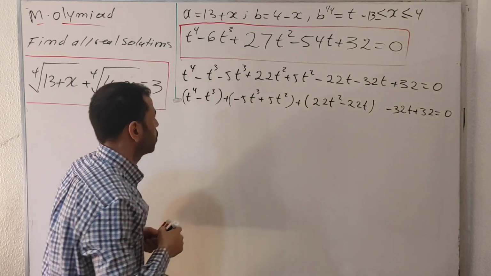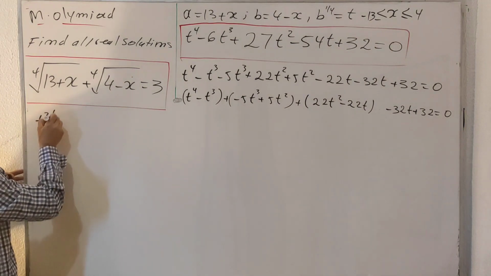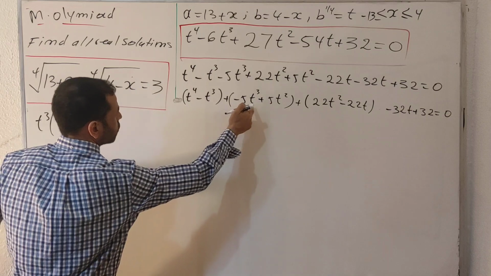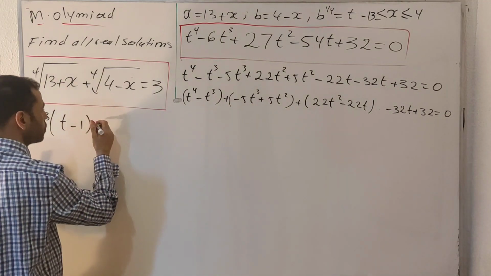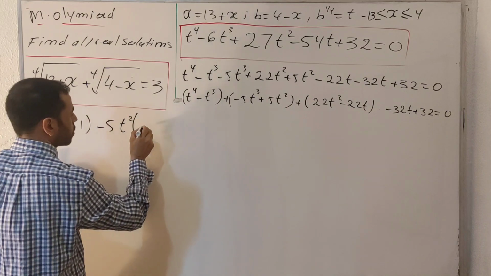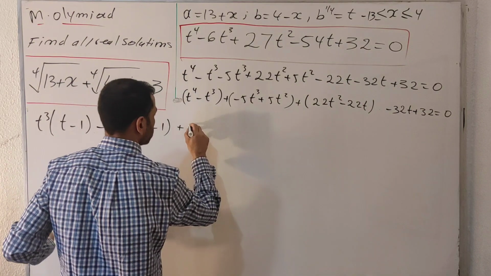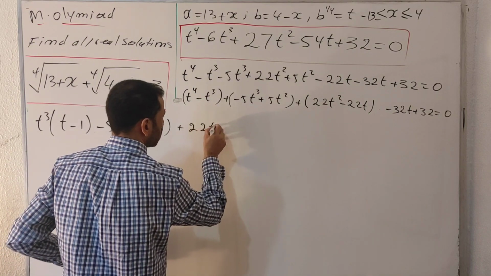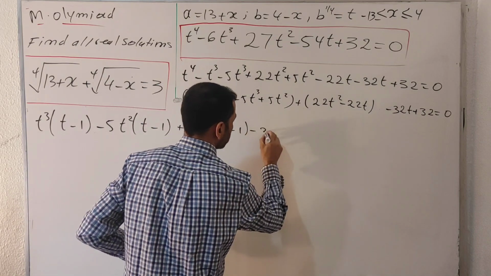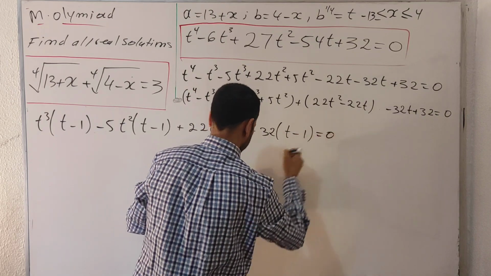Okay, now I'm going to put t cubed as a common factor. I will have t cubed factor t minus 1. For this one I'm going to put minus 5 t squared as a common factor. Minus 5 t squared factor t minus 1. For this term, I'm going to put 22t factor t minus 1. For the last one, I put minus 32 factor t minus 1 equals 0.